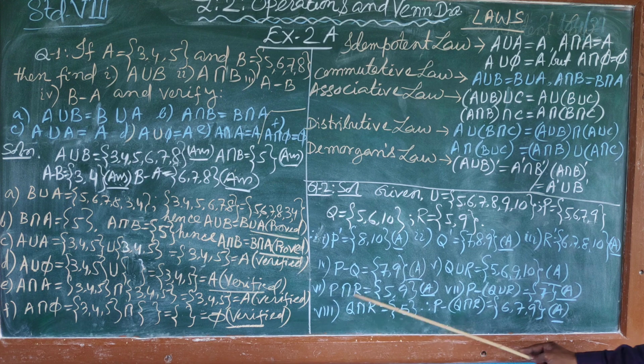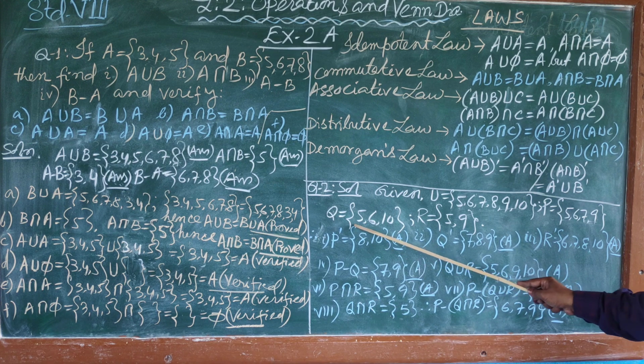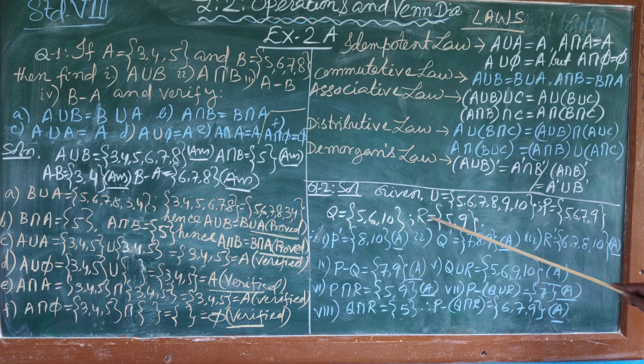Now Q intersection R will be what? Q is this set, R is this set. Q intersection R is what is common in these two. Only 5, as you can see, very obvious. Now P minus Q intersection R. Q intersection R is 5. This is the set, and P is this set. Which are present here? P minus means leaving 5, so 6, 7, 8 and 9. I hope you understood. Go through it once again if you need, then you will understand.